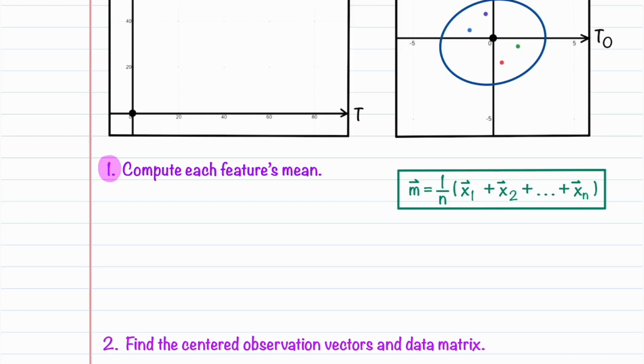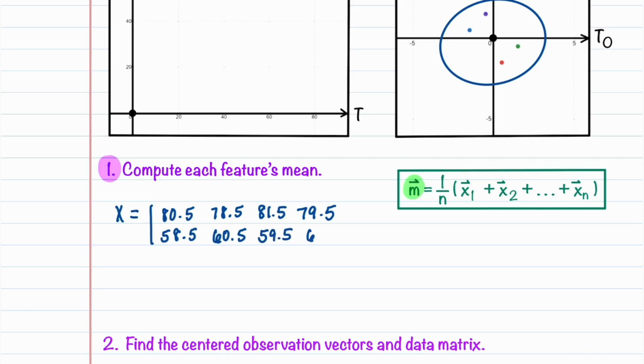The first step is to compute each feature or variable's mean. Over here on the right, I've written down the general formula for the mean. You just add up all the observation vectors and divide by the number of vectors. Let's now compute the mean for the temperature humidity example. Here's our data matrix. And let's write down below this each observation vector. There's x1, x2, x3, and x4.